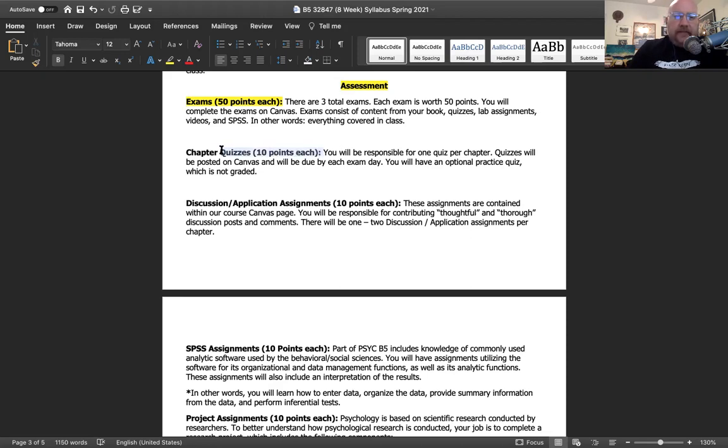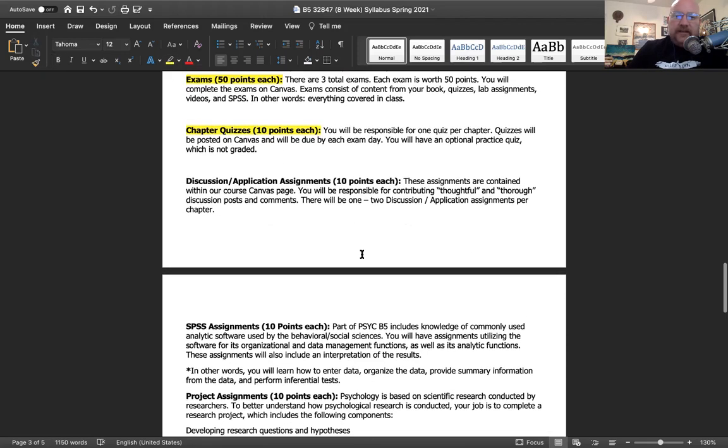Now, we also have chapter quizzes in our class. The chapter quizzes are 10 points each. Those are all multiple choice chapter quizzes. And there's a practice quiz that you can take before you jump in to take the actual chapter quiz. I like to do that so you can see the format of the quiz, what it looks like, and also get an idea about the material that'll be on the chapter quiz.